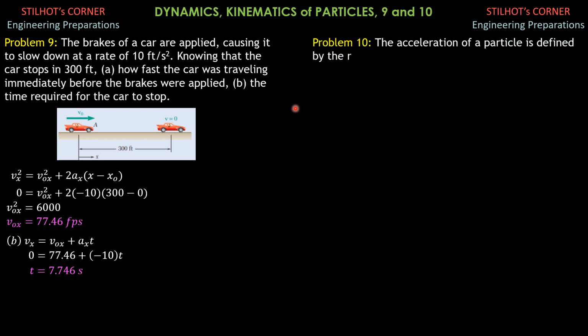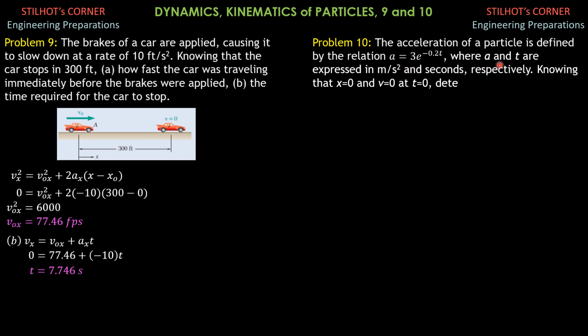The acceleration of a particle is defined by the relation a equals 3e to the negative 0.2t, where a and t are expressed in meters per second square and seconds respectively. Knowing that x equals 0 and v equals 0 at t equals 0, the initial condition, determine the velocity and position of the particle when time is 0.5 seconds.